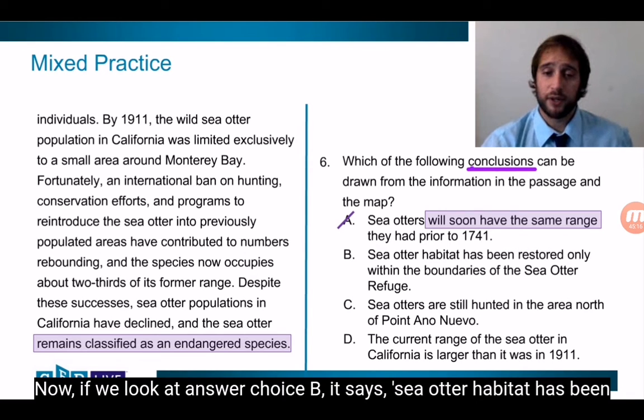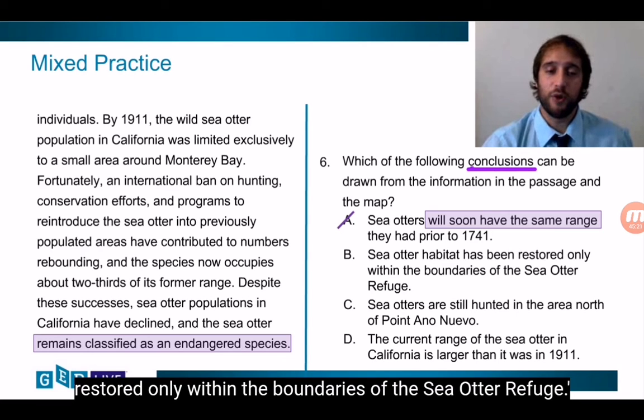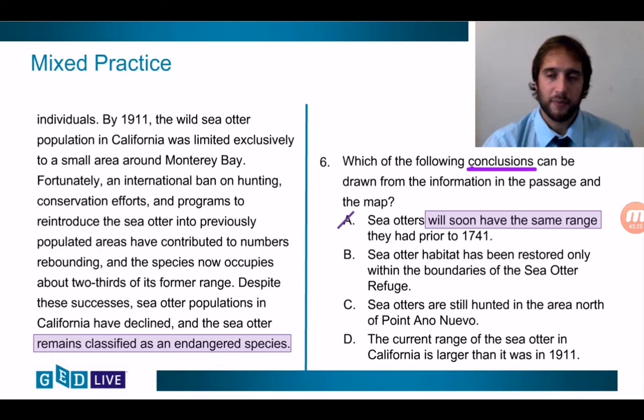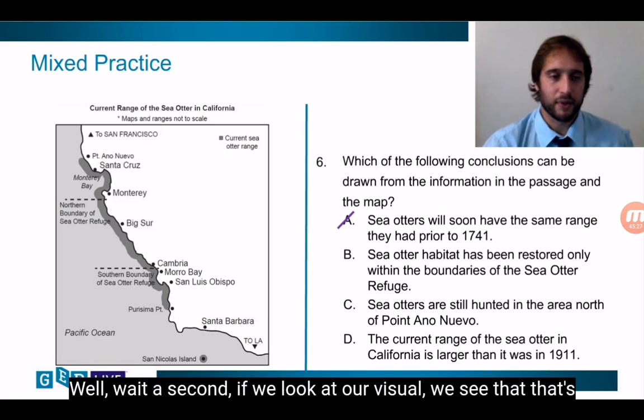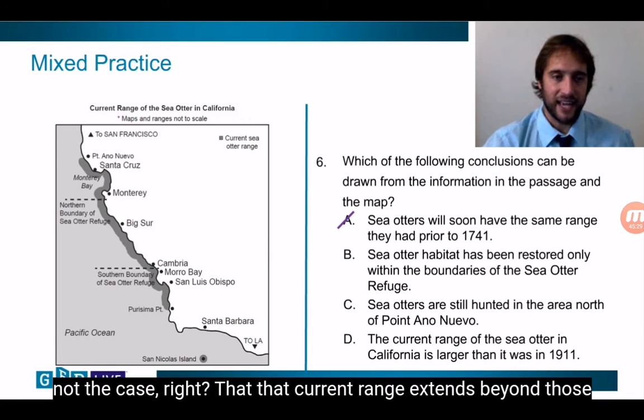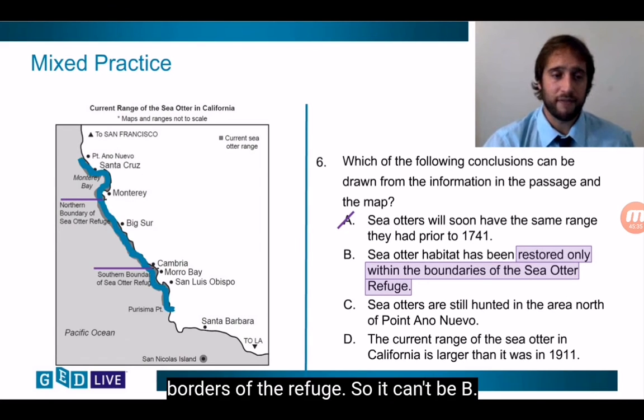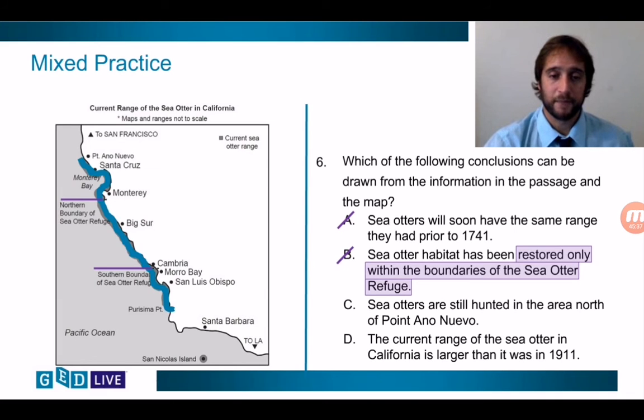So answer choice A seems to be a little bit too extreme, so we should ditch it. Now, if we look at answer choice B, it says sea otter habitat has been restored only within the boundaries of the sea otter refuge. Well, wait a second. If we look at our visual, we see that that's not the case, right? That current range extends beyond those borders of the refuge, so it can't be B.